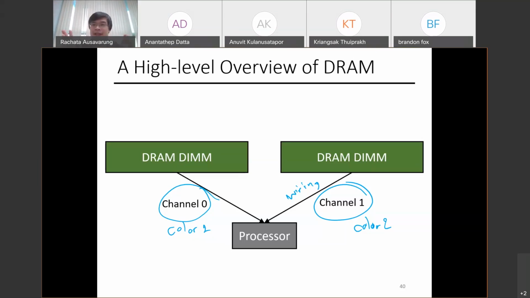So that's a high-level overview of DRAM. We'll go into the detail. Any questions so far?